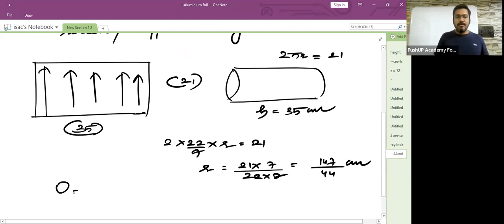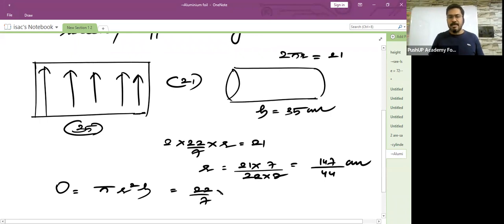Now, I had asked you to find the volume. What is the formula of the volume? Check. What is the formula of the volume? Alvin? Pi r square h. So this is equal to 22 by 7 into 147 by 44 into 147 by 44 into its height, which is 35.